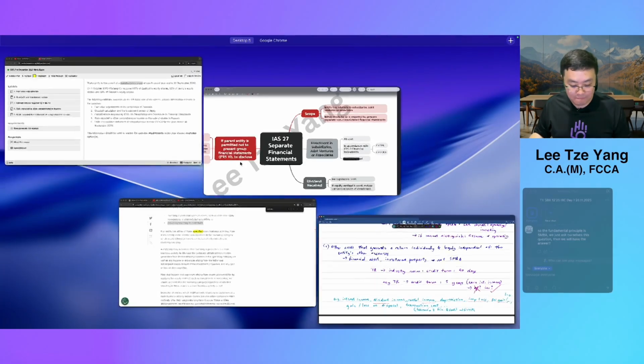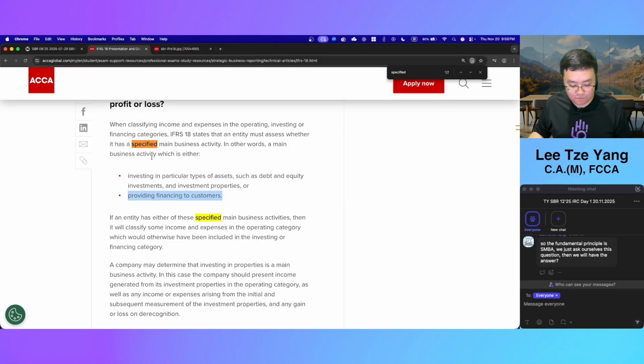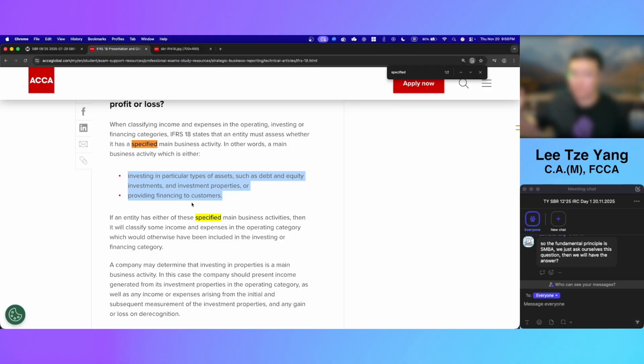And you remember, for IFRS 18, the SMBA is only these two types. It cannot be a third type. It has to be these two. If these two apply, then operating. If not, then it's investing or financing.